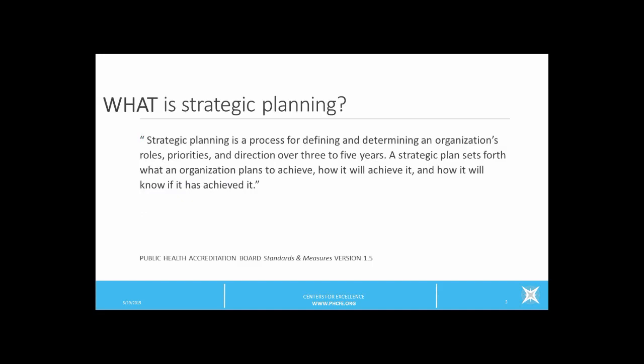What is strategic planning? Strategic planning is a process for defining and determining an organization's roles, priorities, and direction over 3 to 5 years. A strategic plan sets forth what an organization plans to achieve, how it will achieve it, and how it will know if it has achieved it.